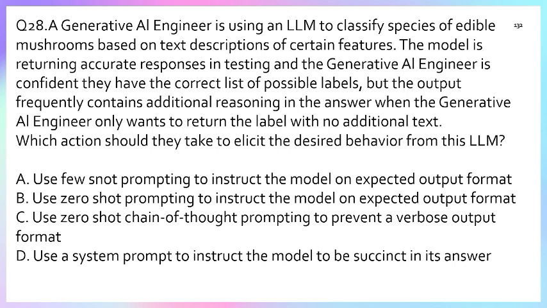Question number 28. A generative AI engineer is using an LLM to classify species of adult mushrooms based on text descriptions of certain features. The model is returning accurate responses in testing and the generative AI engineer is confident they have a correct list of the possible labels, but the output frequently contains additional reasoning when the engineer only wants to return the label with no additional text. Which action should you take to elicit the desired behavior of the LLM?